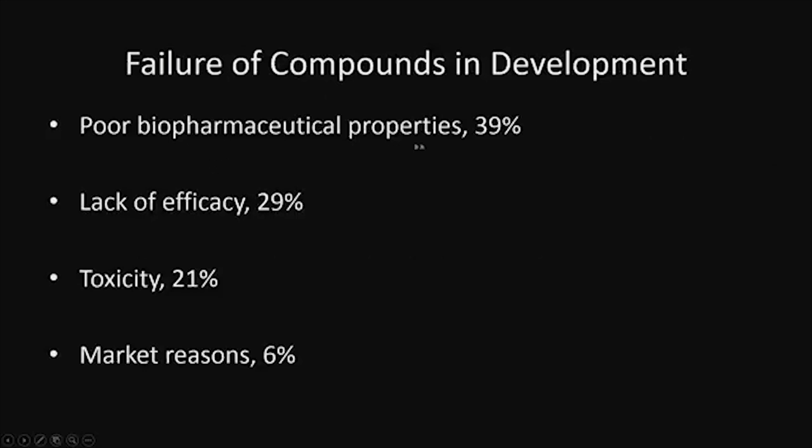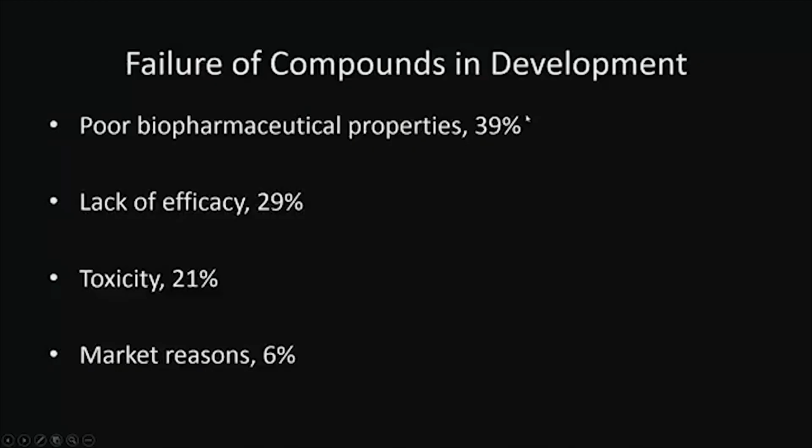Poor biopharmaceutical properties, like I mentioned: maybe solubility is very poor, maybe absorption is poor, maybe metabolism is happening either in the stomach or in the liver because of various enzymes present. It is not getting excreted properly, or it gets excreted very fast. Or it is getting distributed too much, and that means the concentration of the drug in the blood is very low. All these account for 39%.